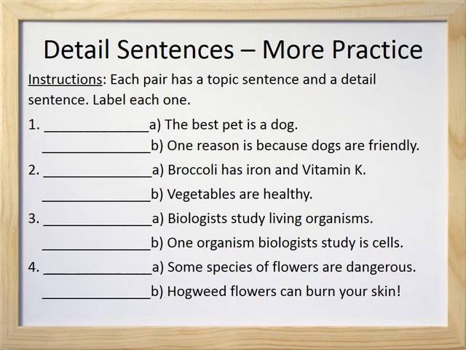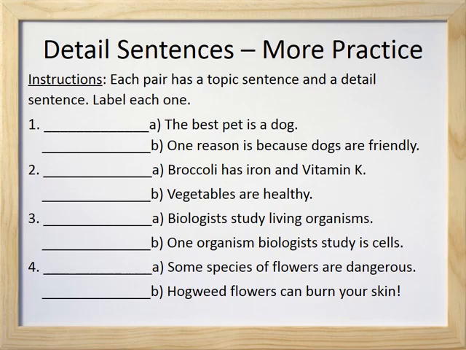Detailed sentences, more practice. Instructions. Each pair has a topic sentence and a detailed sentence. Label each one. Number 1, A. The best pet is a dog. B. One reason is because dogs are friendly. Is A a topic sentence or a detail sentence? And what about B? Is it a topic sentence or a detail sentence?